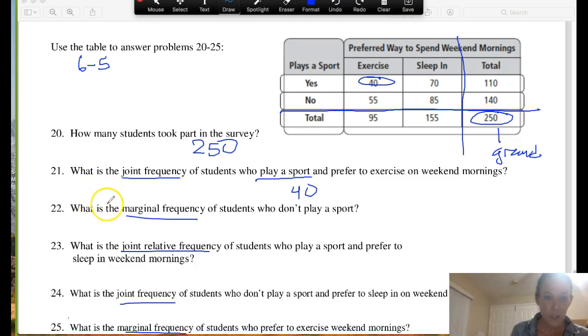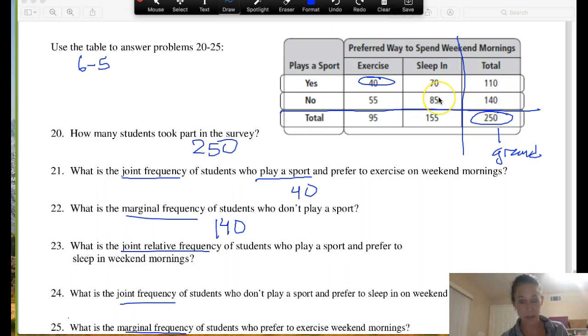Let's go ahead and look at 22. What's the marginal frequency? So we're in the margins, okay, of students who don't play a sport. So I'm going to go to play a sport and no. Let's look at the marginal frequency, 140. Okay, 140 of those. All right, that's how many do it. Just make sure you realize I didn't ask for the marginal relative frequency. That's where I would take this and divide it by the grand total. I just asked for the marginal frequency, just right here in the margins.